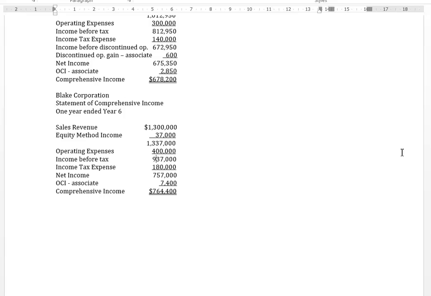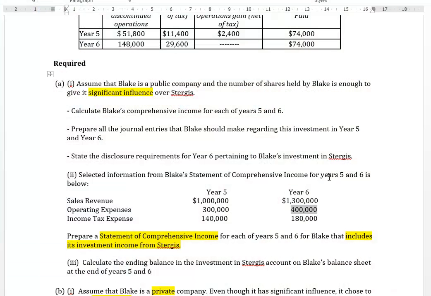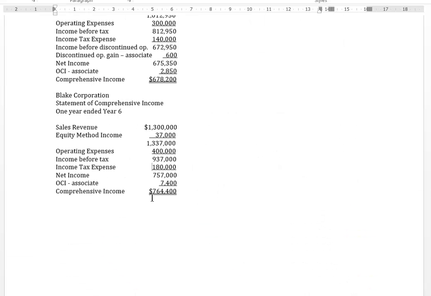Now remember, first of all, let me just finish this off. Now we've got our income tax expense. Our income tax expense was again given to you here, 180 in the question, right? So all we're going to do here is deduct the 180 to get our net income. Notice I didn't say income before discontinued operation because you remember in year 6 we didn't have a discontinued operation.